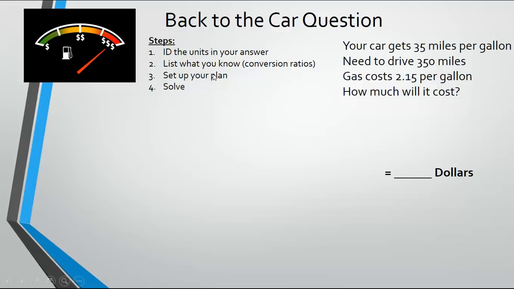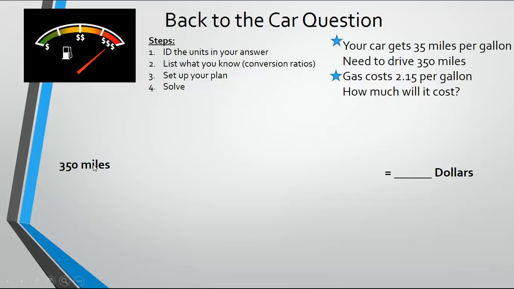The next step is to set up our plan, step 3. So these two that I've just put stars next to, these are the conversion ratios. They're going to go in the middle of all this math that I'm going to be doing. I need to decide what I'm going to start with, and I'm really left with one thing, the fact that I need to go 350 miles. So I know that's what I'm going to start with in my multiplying. So I'm going to start over here with 350 miles.